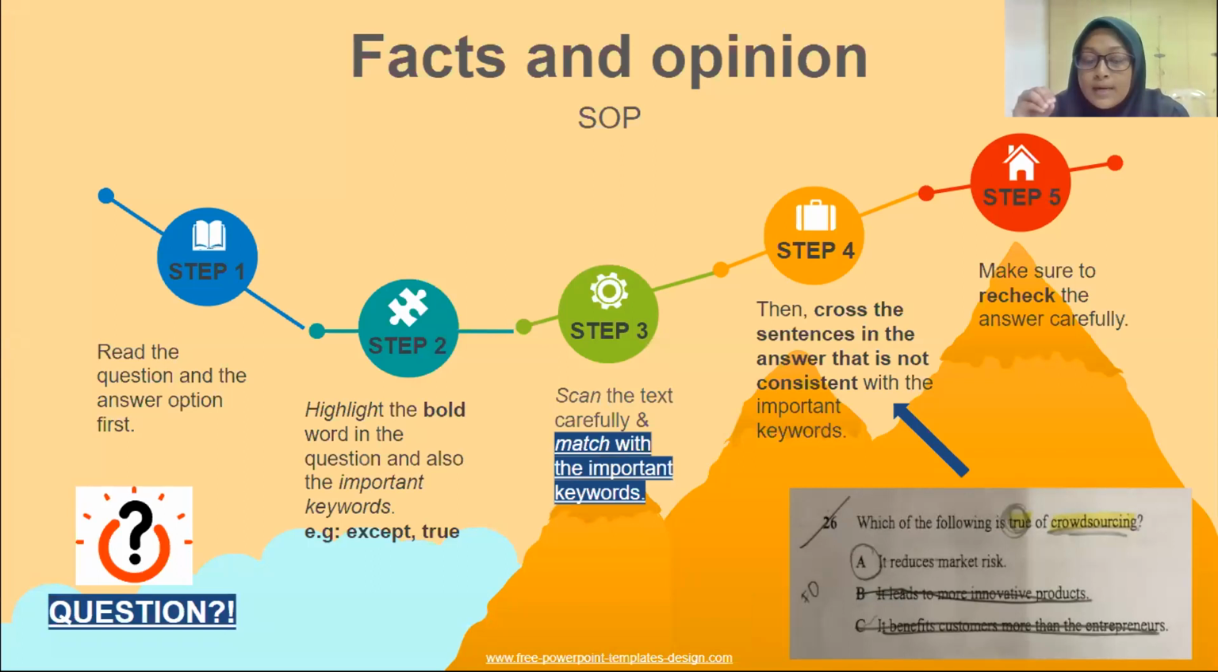The words must be in bold. So if you found that in the question, that question must be an FO question. So I'll be explaining my SOP.